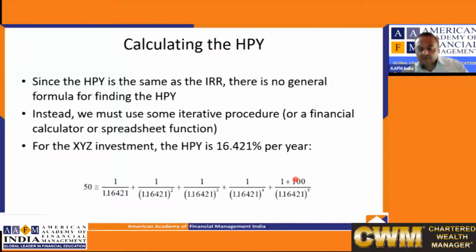Is this clear or not? First you understand the reinvestment assumption, and second you understand that if reinvestment is done at a different rate and we are able to calculate what the resultant return would be at that different rate, that return is called modified IRR.